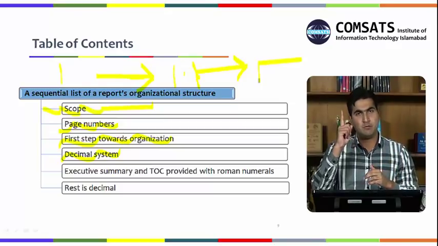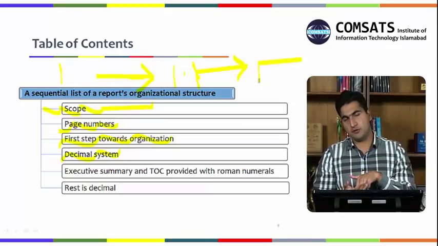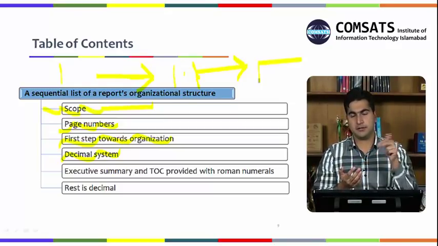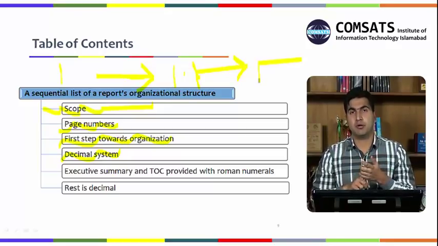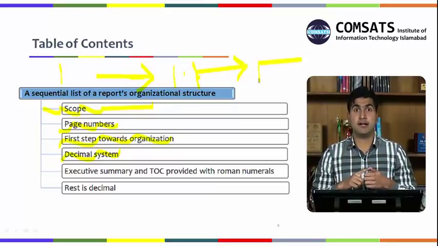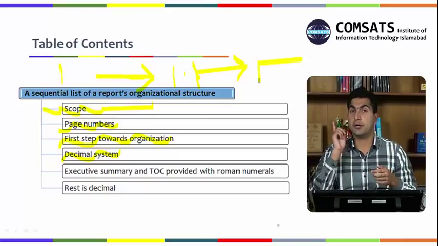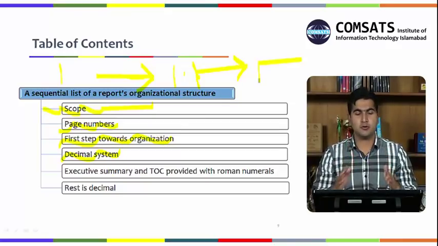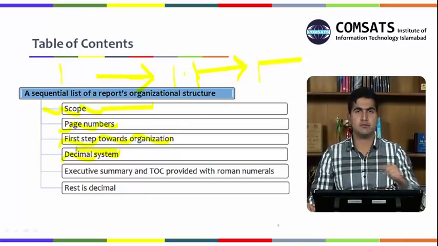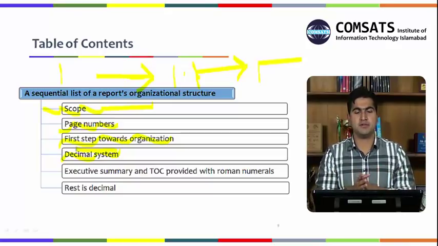First degree of heading, 1. Second degree, within which under 1 is 1.1. Then the third degree of heading under 1.1 is 1.1.1. So that's how you use that decimal system. That was the point because of which I mentioned it here.